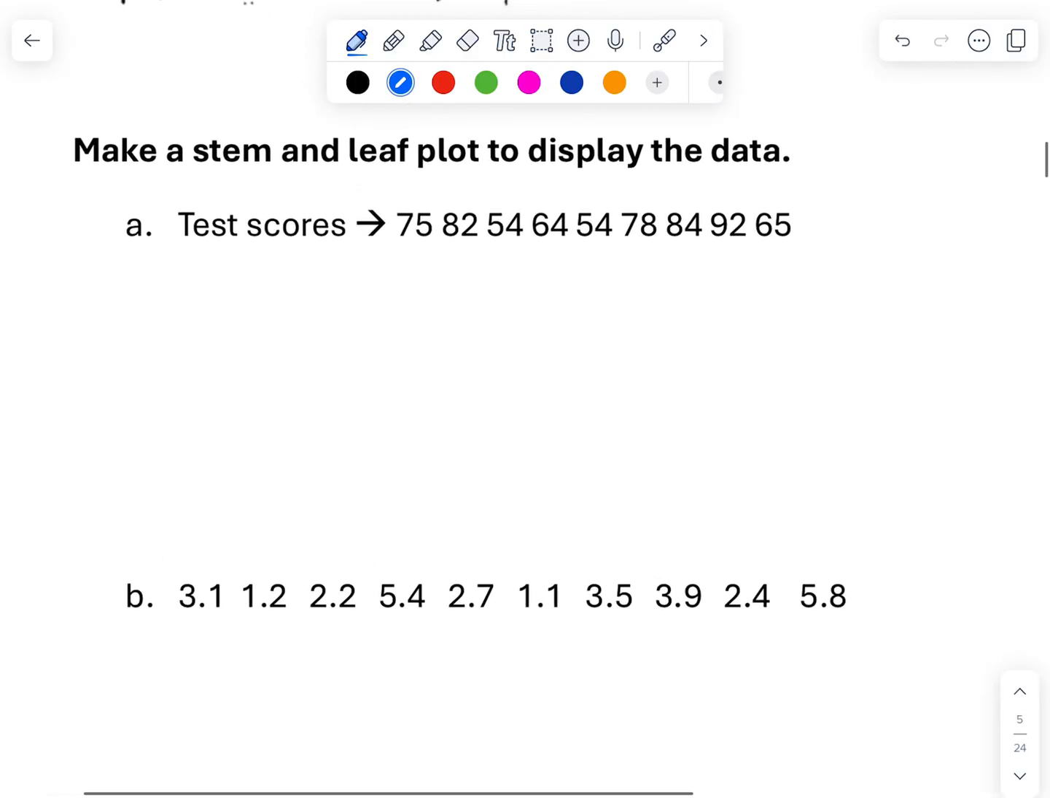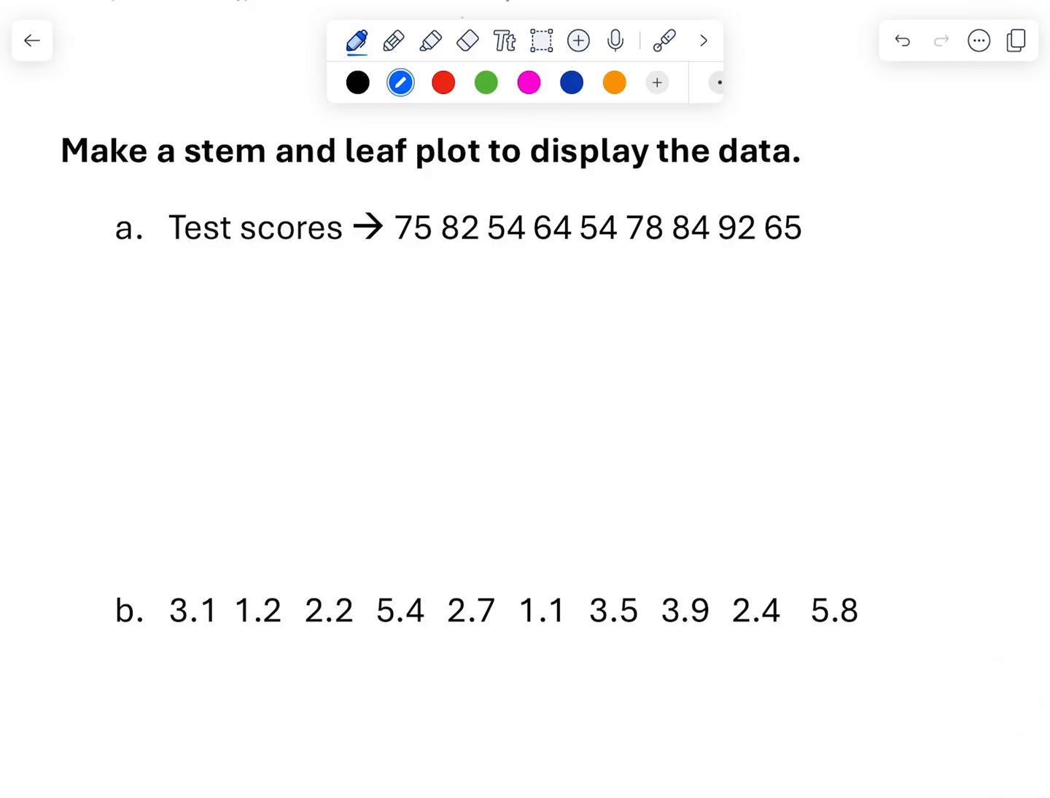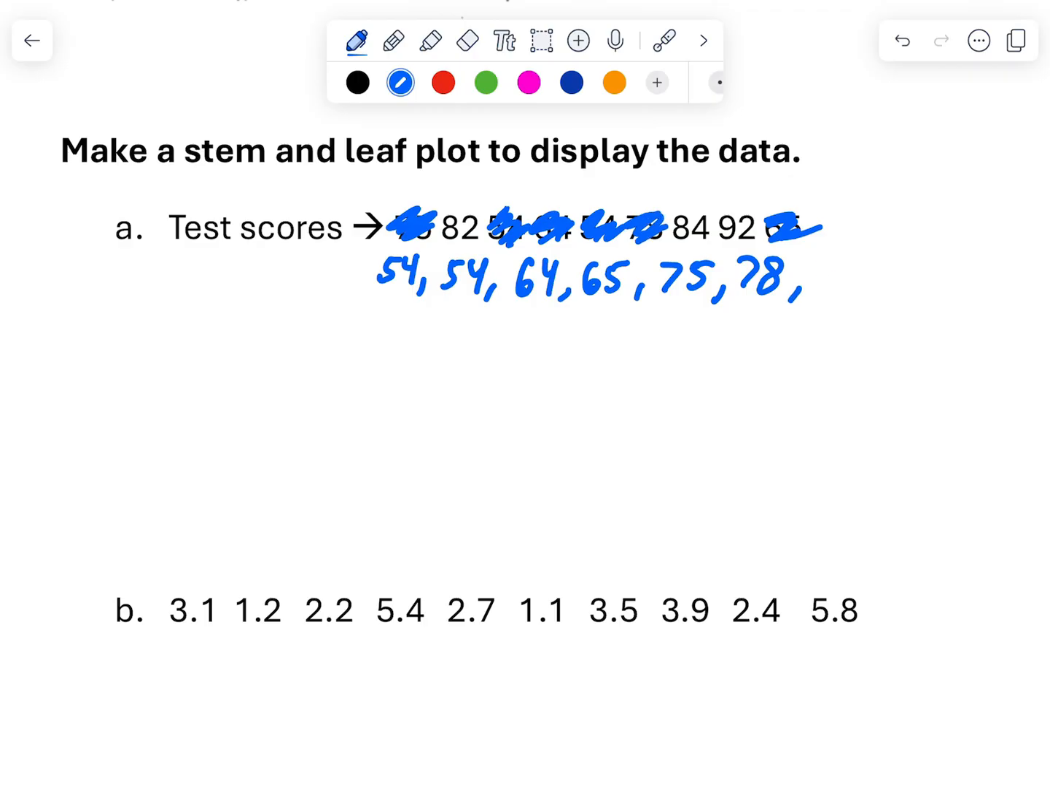In letter A here, we're going to practice making a stem and leaf plot. I'm looking at all of my scores, and it's best if you put them in order from least to greatest, and that'll help you organize your stem and leaf plot right away. This takes a minute to do, but it's an important part. The smallest number I see is a 54, and then another 54, followed by a 64, a 65, 75, 78, 82, 84, 92. So there's my data.